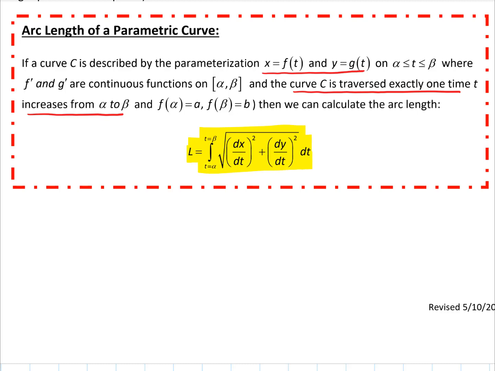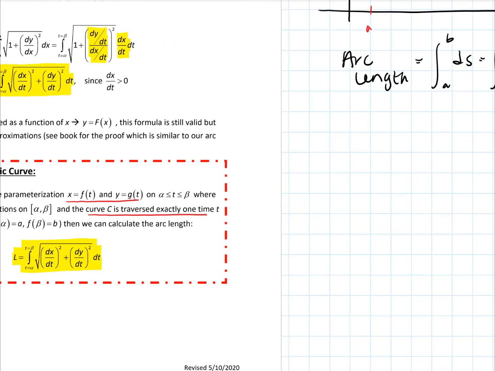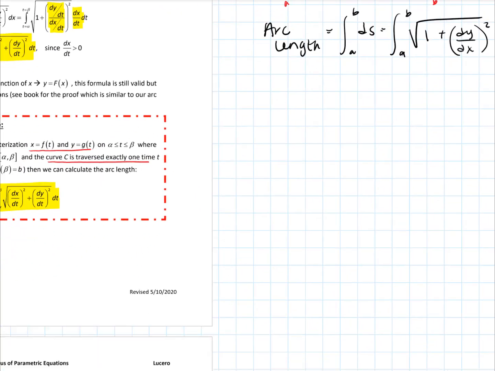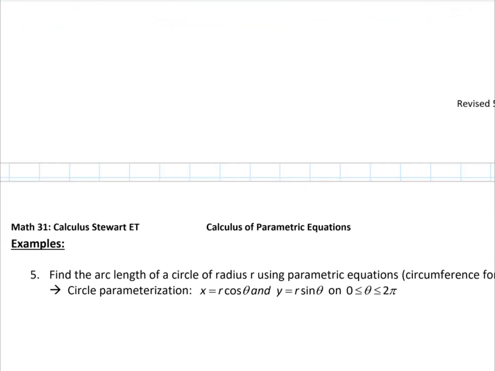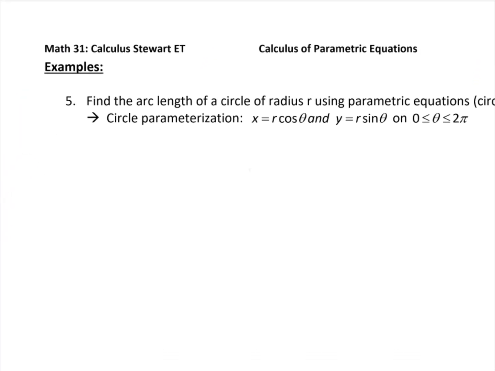So take the integral from t equals alpha to t equals beta of the square root of dx dt squared plus dy dt squared, and integrate with respect to t. So let's take a look. So what if we had, let's go to that circle example that I just mentioned. So let's take a look at this circle example.